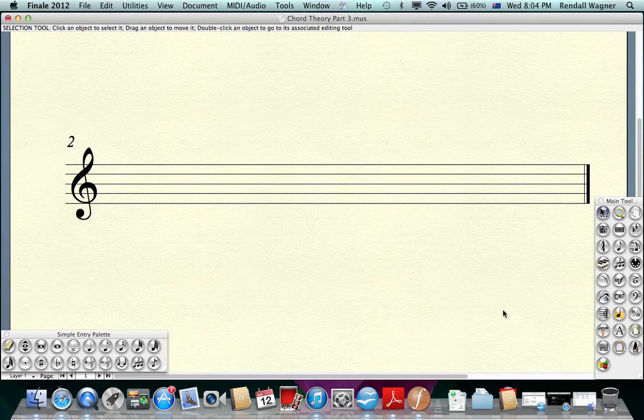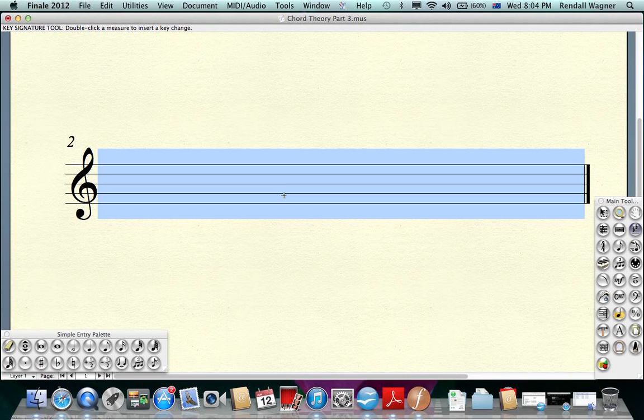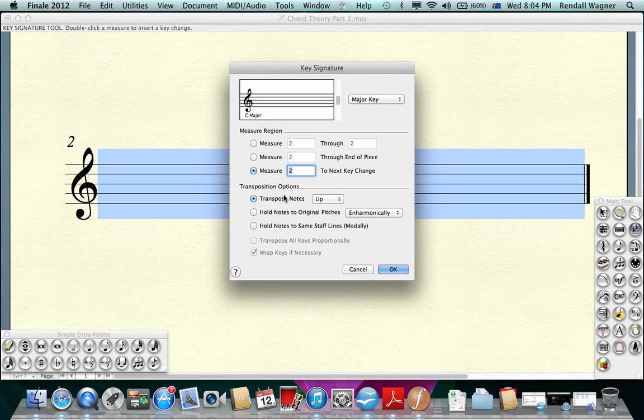Now D minor just happens to share the same key signature as F major. So if I go to F major, you'll see that F major here, it's very small I know, but you'll see that there's a B flat in F major. And over here it says a major key.